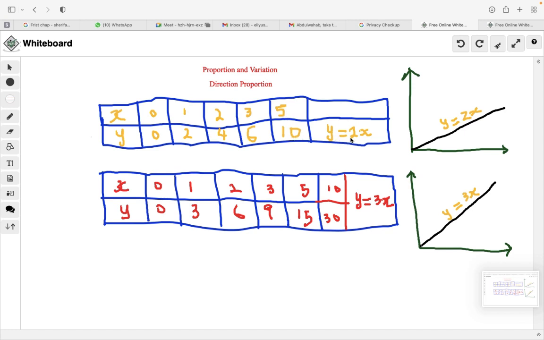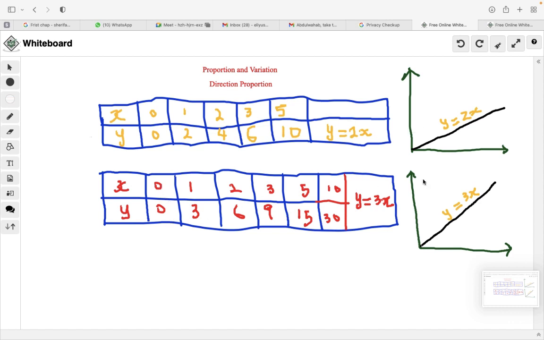So this is a function y equals 2x, meaning it's a linear function. X and y are linearly related. Y doubles as x increases. For every corresponding value of x, we multiply x by 2 to get the value of y. So this is a direct proportion or direct variation.